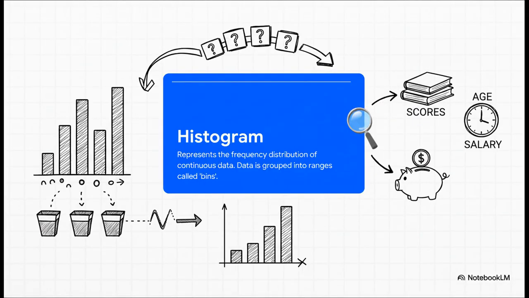And to answer that, we need a different tool, the histogram. Now, at first glance, it might look like a bar chart, but it works in a totally different way. A histogram takes continuous data, things like scores or age or salary, and it groups it into ranges, or what we call bins. It doesn't just compare, it actually reveals the shape of your data. Is it a perfect bell curve? Is it skewed to one side? That's the story a histogram tells.